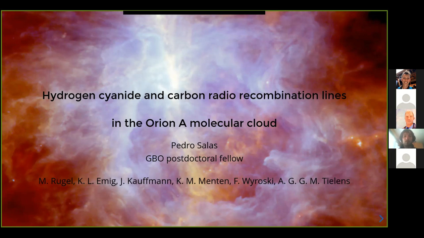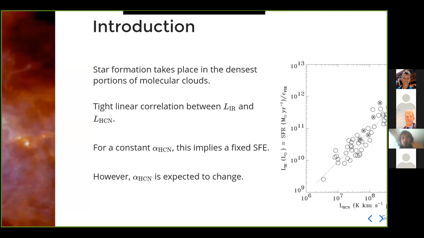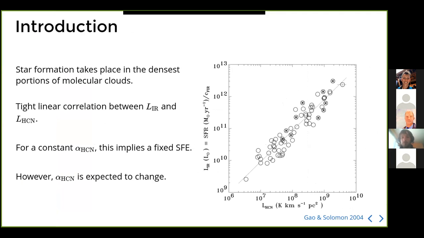So just want to talk a bit about how hydrogen cyanide and carbon radio recombination lines are related towards the Orion molecular cloud, part of which we see here in this beautiful infrared image in the background. So just as a bit of a motivation, why care so much about HCN?